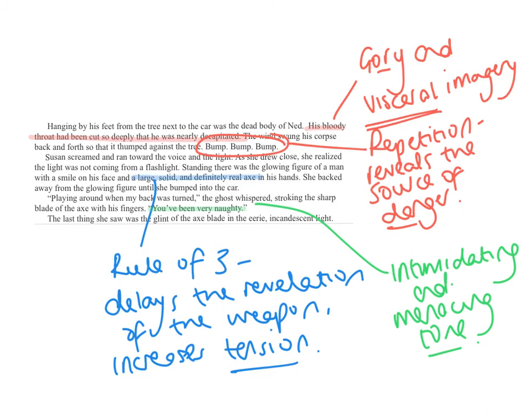And the story ends, the last thing she saw was the glint of the axe blade in the eerie, incandescent light. And it's quite clear what has happened, but the author doesn't tell us explicitly, and therefore it ends on a cliffhanger, where we don't know whether Susan has survived. It seems unlikely, but we don't know for sure. And that cliffhanger, of course, increases the suspense and that real fear which Gothic horror stories should create.